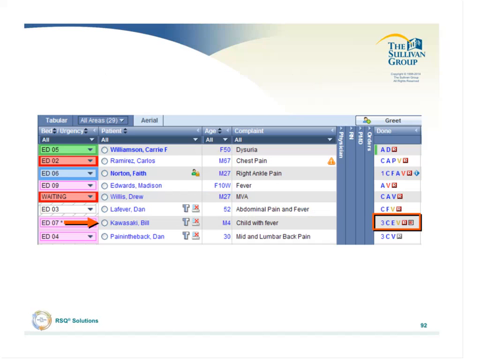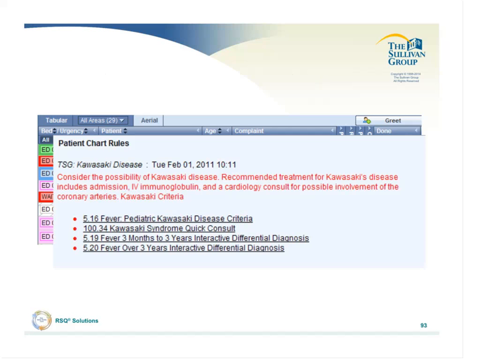rule's going to fire. That's a red R over here. And you click on that rule, and it's going to say, hey, think about the possibility of Kawasaki's disease. And by the way, if you forgot the treatment, we're going to tell you what that is. And if you're looking for more information, now you're into our knowledge base. You want criteria? Do you want to see a quick consult? Do you want to see more information about fever, 3 months to 3 years or over 3 years? All immediately available without having to go anywhere.